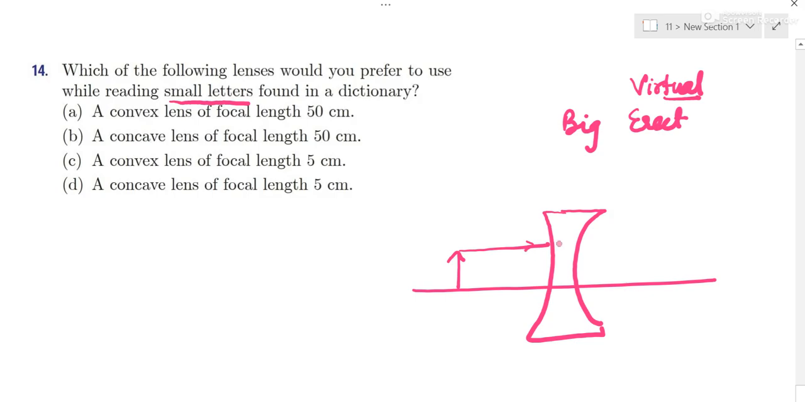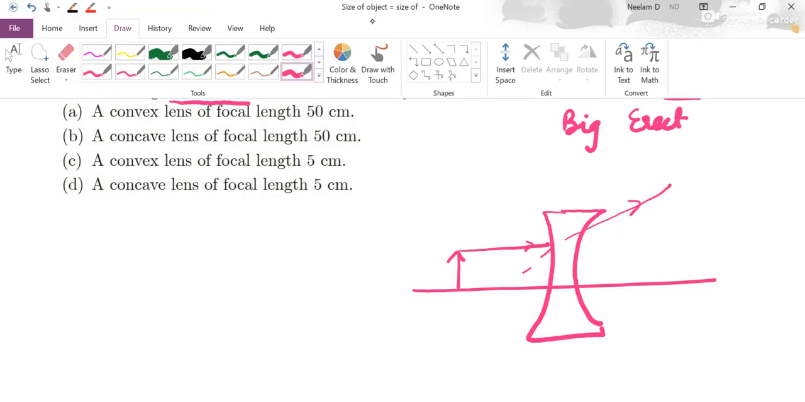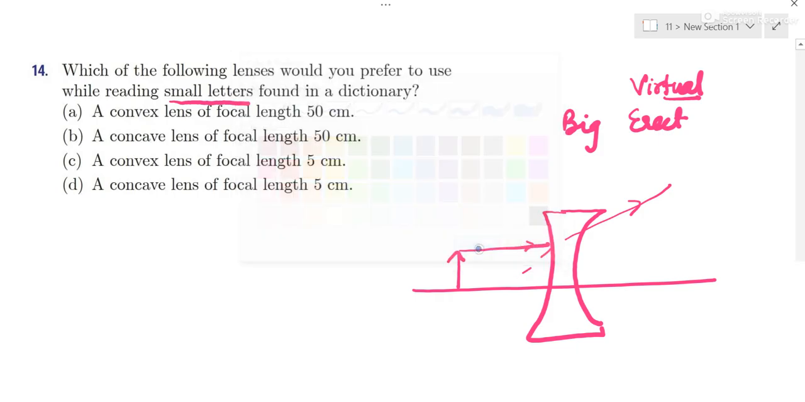First ray parallel, diverged, so it is like this. Second ray through the optical center. Image is formed here. So it is always forming a small image. So what will we use? We will use convex. So concave is cancelled.